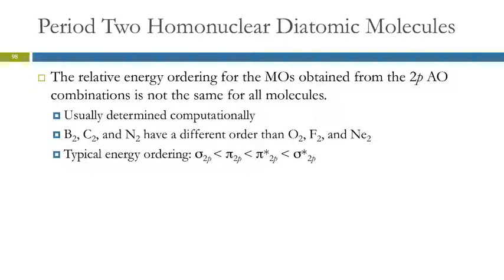So the relative energy ordering for those molecular orbitals, unfortunately, is not the same for all molecules. They do this with a computer to figure out what it is. And what we need to know is that boron, carbon, and nitrogen have a different order than oxygen, fluorine, and neon. Okay, so the normal, typical energy ordering is we've got the sigma 2p, and then the pi 2p, and then the pi star 2p, and the sigma star 2p. That's what we consider normal. And then 3 of these guys are going to be abnormal.